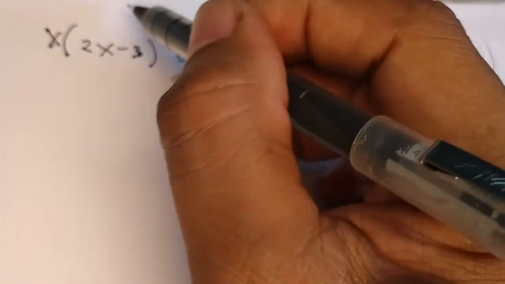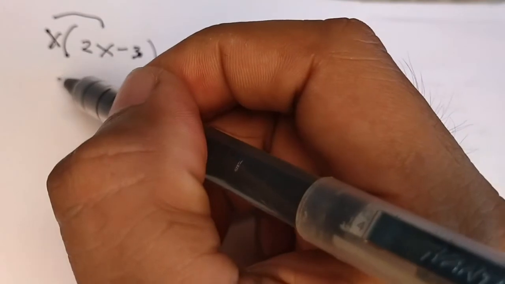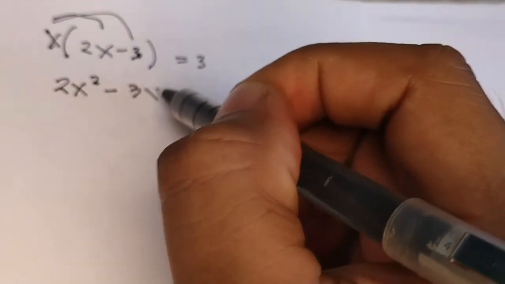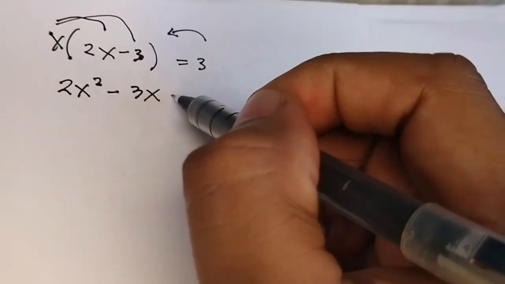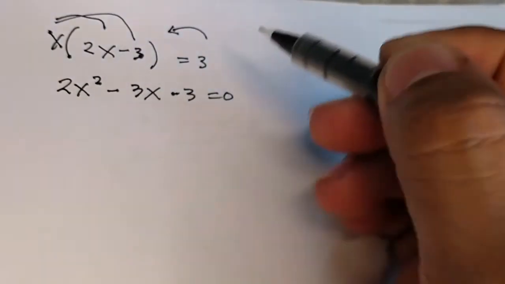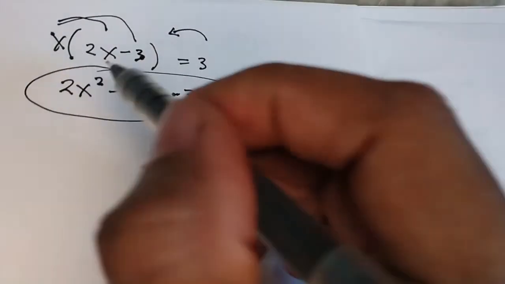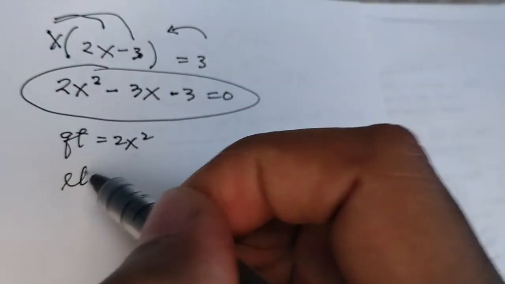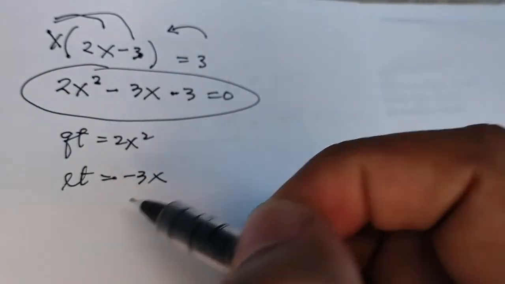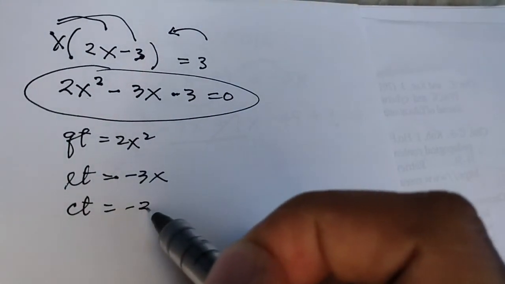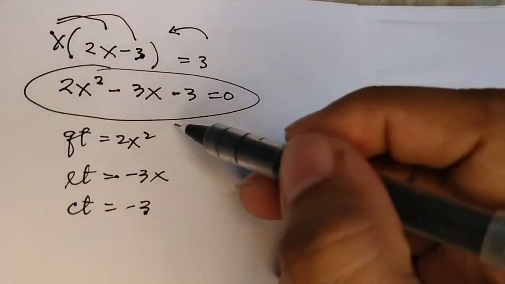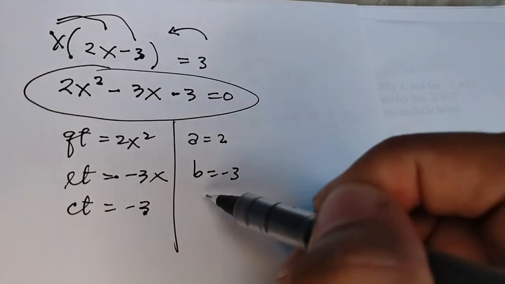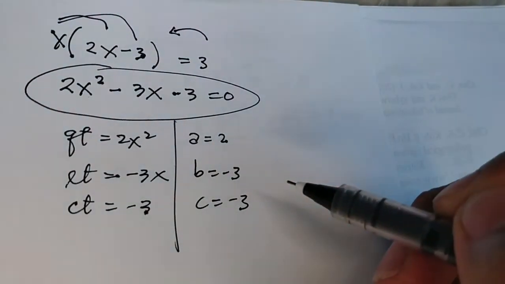Next, you simply multiply x to the other quantity. You have 2x squared, then x times negative 3x. Then transpose 3, that would be minus 3. So you now have the quadratic term is 2x squared, the linear term is negative 3x, and the constant term is negative 3. Actually, transposing means you have to deduct negative 3 on both sides.